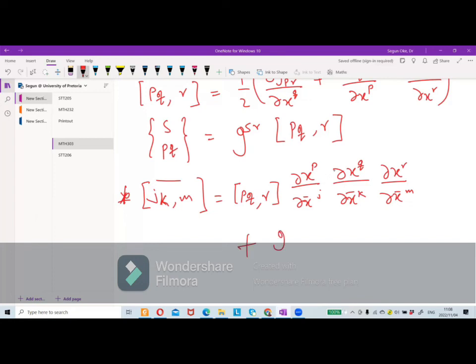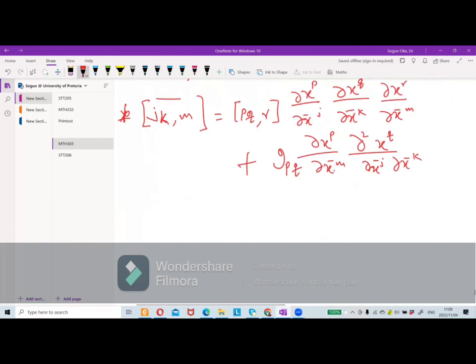Plus G of PQ into the X bar Q P over the X bar M, the square S Q over the X bar J, the X bar K. So we have so many definitions in different forms that people have worked on, and that will also be useful in the future.